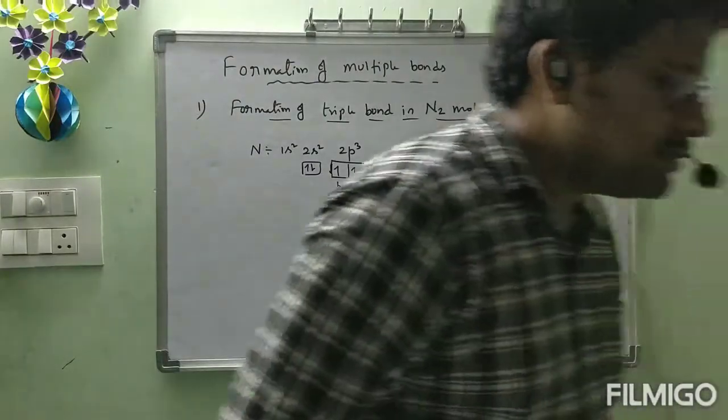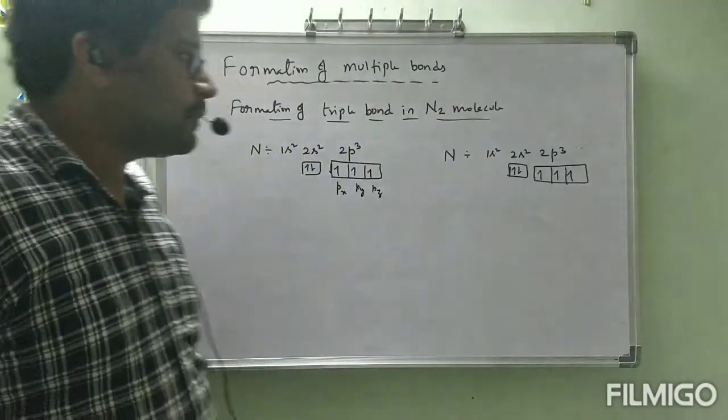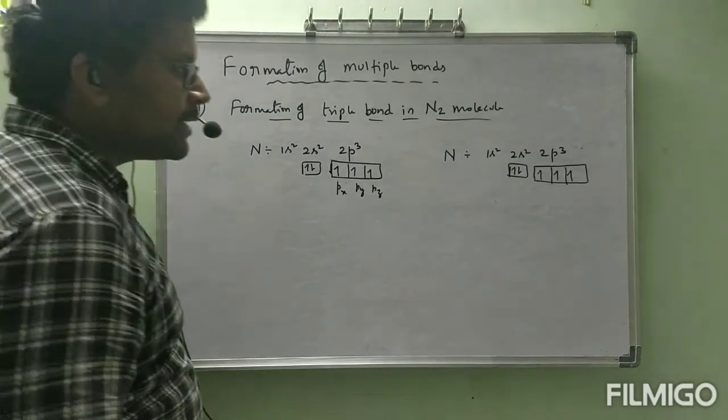Once again, I will show these balloons. Before that, once I will draw on the board. If I draw on the board, now you will get it more clearly. Okay, let us see the diagram on the board now.